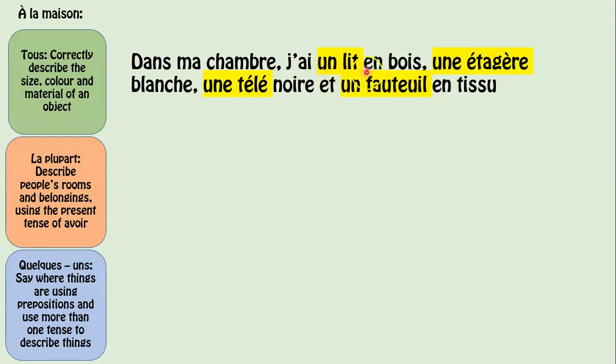Okay, so you've identified the nouns. You've got un lit, une étagère, une télé, un fauteuil. Some of them are masculine, like un lit, un fauteuil. Some are feminine, une télé, une étagère.